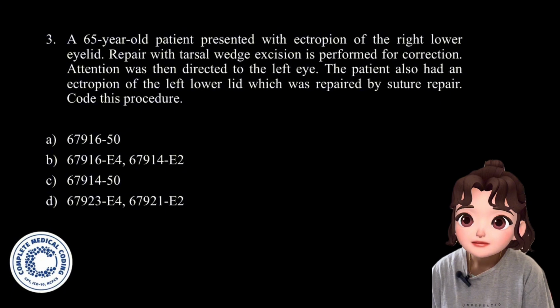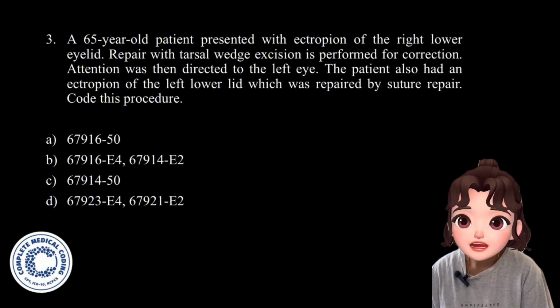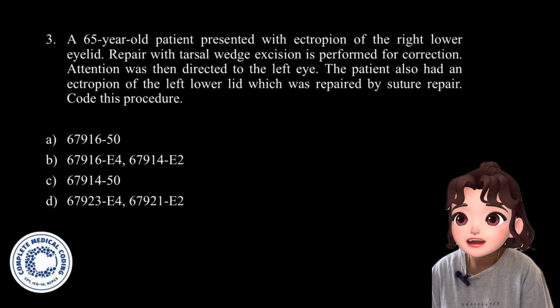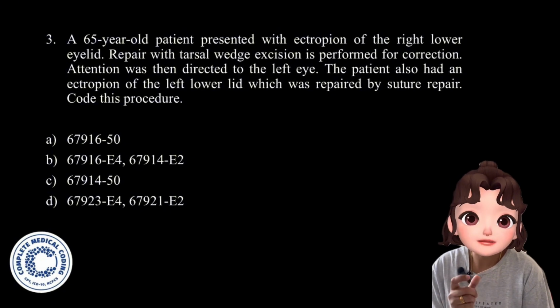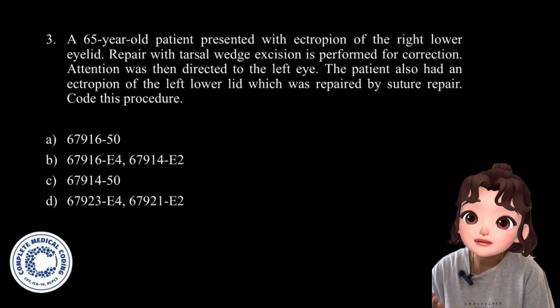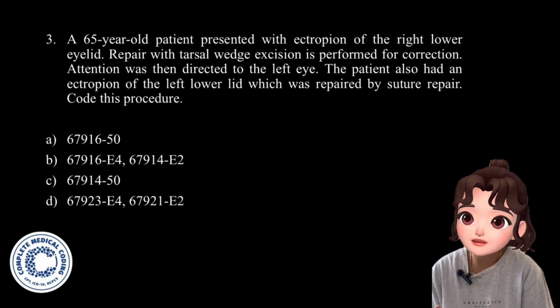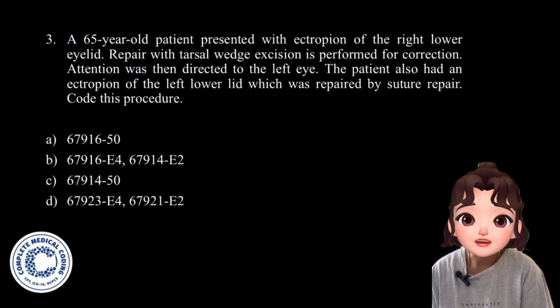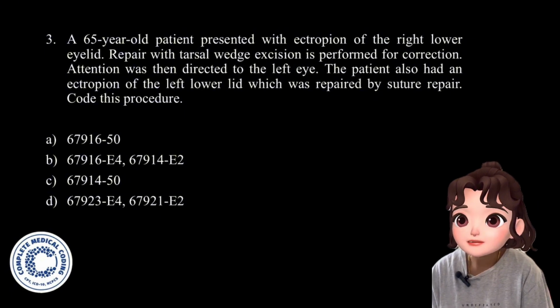Okay. If you see option C, only one code is present, 67914, and it has been marked with modifier 50 to make it bilateral. You cannot mark it as bilateral, even though it is the right lower eyelid and the left lower eyelid, because there are specific modifiers that mark the accuracy of the CPT code. So you have to mark it with those modifiers. For eyelids, there are modifiers E1, E2, E3, E4. So accordingly, you have to mark it.